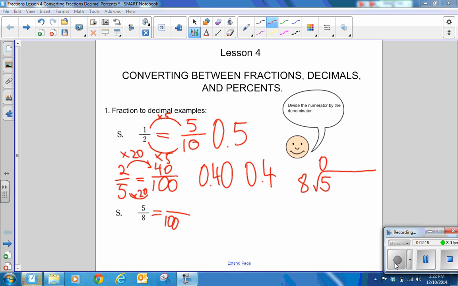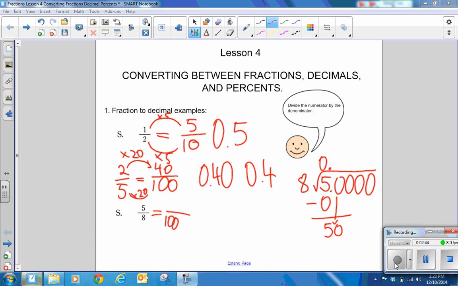0 times. Here's where I put my decimal point. 0 times 8 is 0. I'm just doing long division. 5 minus 0 is 5. Now, I can write my 5 as 5.000. I can add as many zeros to the 5 as necessary. Now, the next step is I bring down the 0.